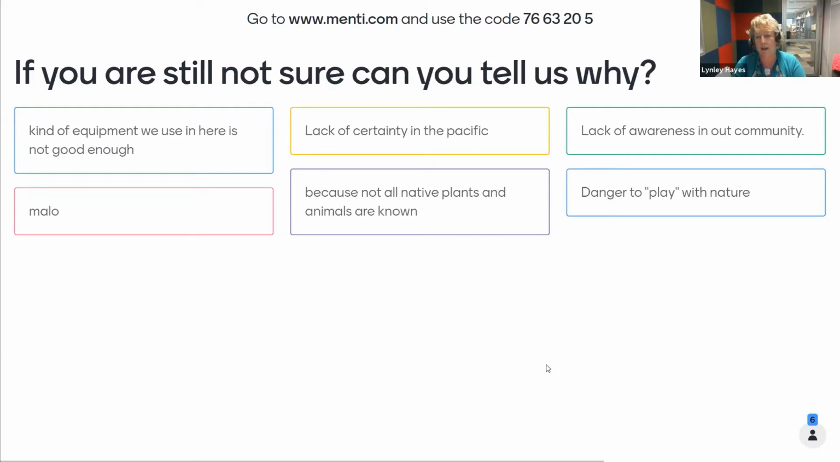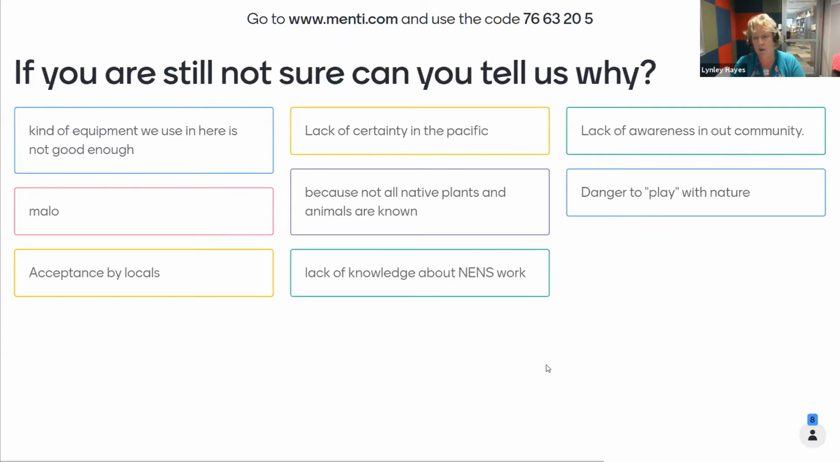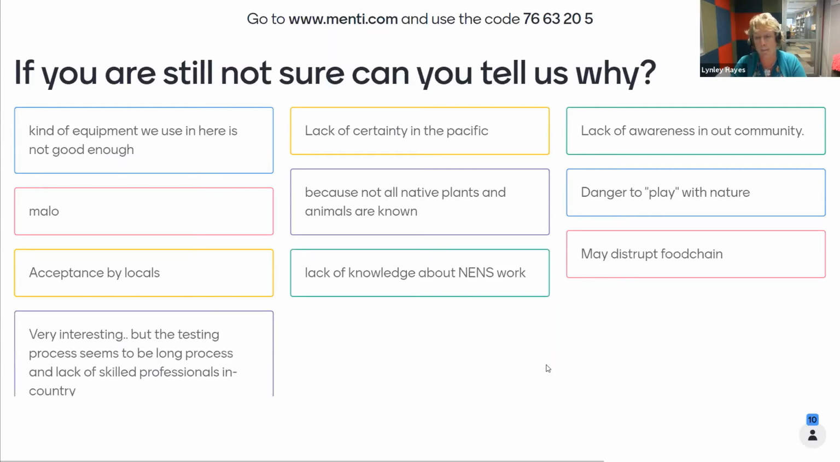Lack of awareness in our community. We talked quite a lot yesterday about how we have a big piece of work to do if we're going to work on natural enemies, to bring our communities along with us and to talk to them early. And every team who's going to get involved in NENS is going to have to do quite a lot of raising awareness and having discussions and talking to the community about the worries. Malo, thank you.